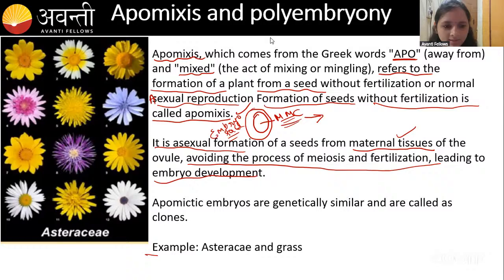Diploid, very good, Nikita. Diploid. The megaspore mother cell is diploid, and we studied during megasporogenesis whether it will undergo meiosis or mitosis for production of the embryo sac.